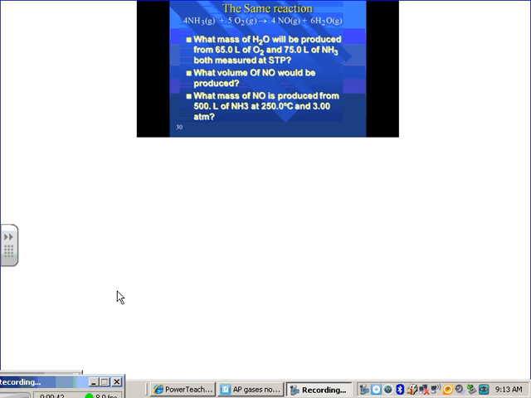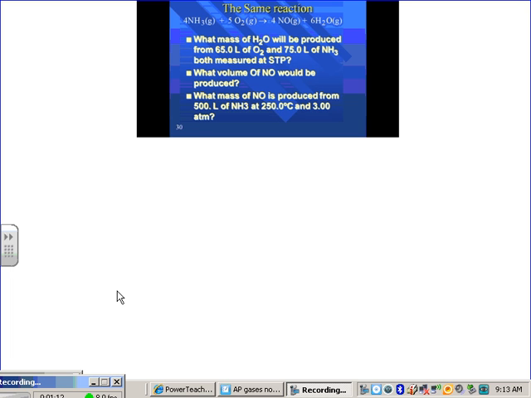So since they gave us two different volumes, we need to figure out which of these is the limiting reactant first. Then we can figure out the mass of water that's produced when we mix 65 liters of oxygen with 75 liters of ammonia. And they're both measured at STP, so we can use our 22.4 in these conversions when we're converting from volume to moles and that kind of thing.